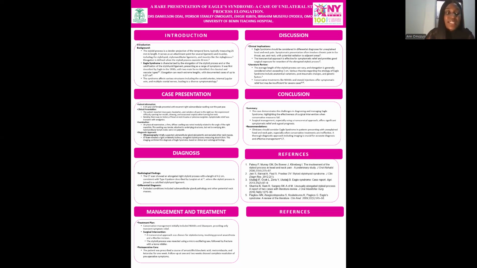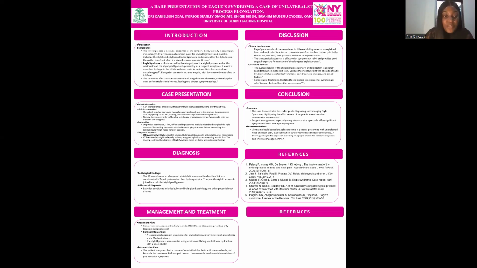Initially, a submandibular salivary gland pathology was suspected, and an ultrasound scan was requested to confirm our suspicion, which was, however, inconclusive, necessitating a CT scan evaluation. The CT scan findings showed a right unilateral bulbous elongated styloid process measuring about 4.5 cm. This imaging confirmed the diagnosis of Eagle syndrome.